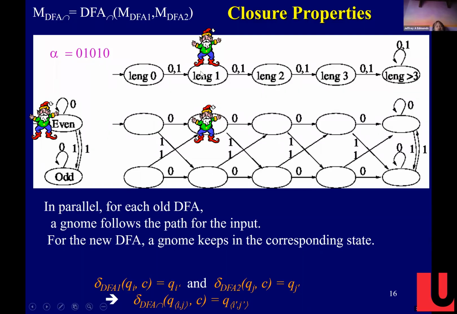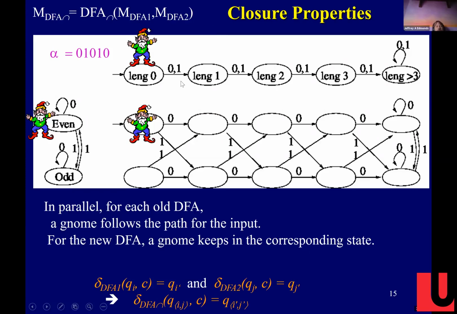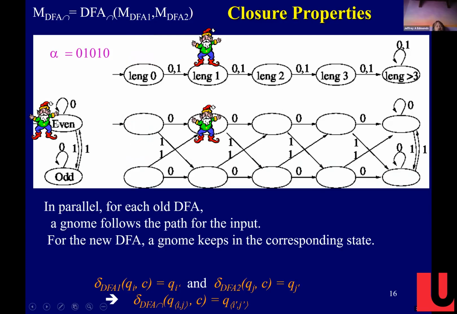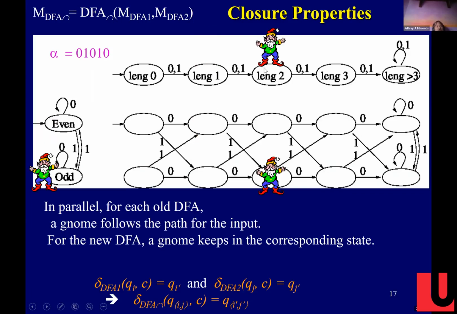So the next character is a 0. Where's he going to go? He's going to stay there. So where does this guy go? He follows them. This guy stays put, and this guy moves. Now we get a 1. What's this guy going to do? He's going to come down here. And what's this guy going to do? He's going to move across. So they all do their thing. This gnome is following both what that guy does and what this guy does.